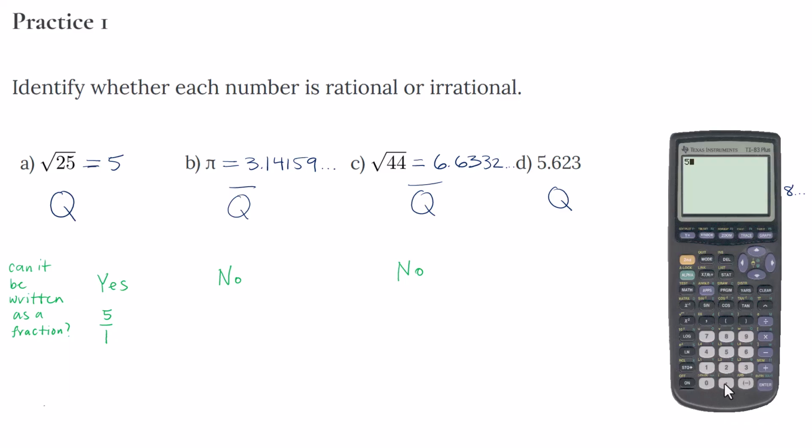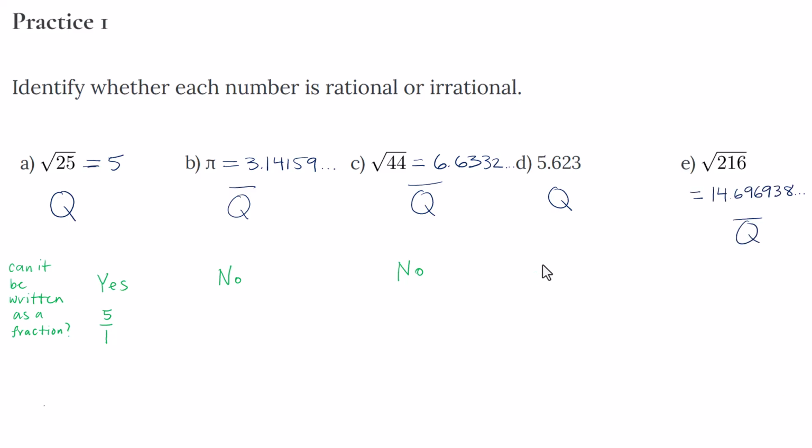We'll check 5.623. You'll see that that can be written as a fraction, which is another thing that indicates that it's rational. So yes, 5623 over 1000.